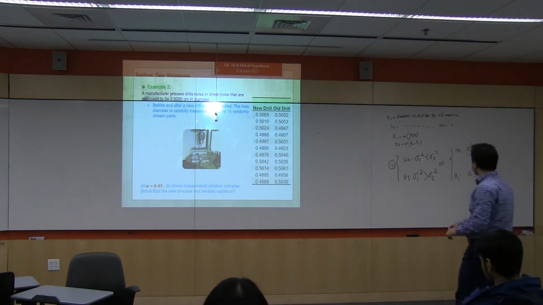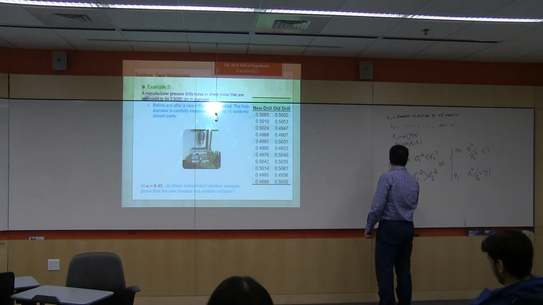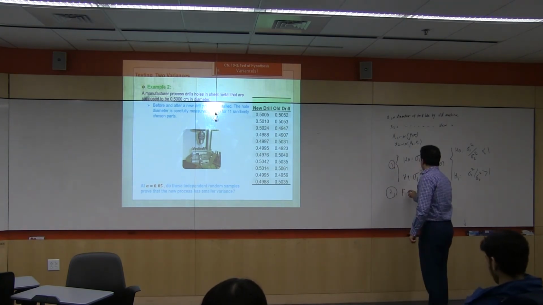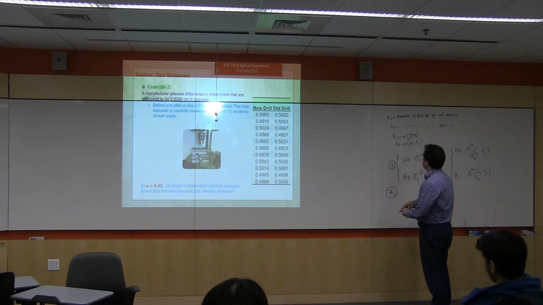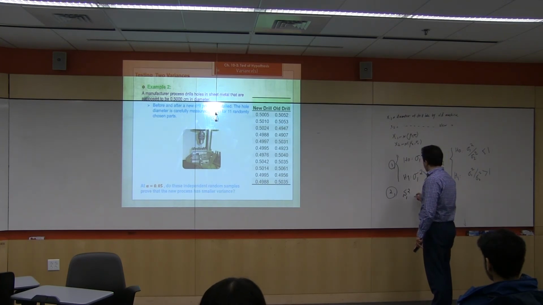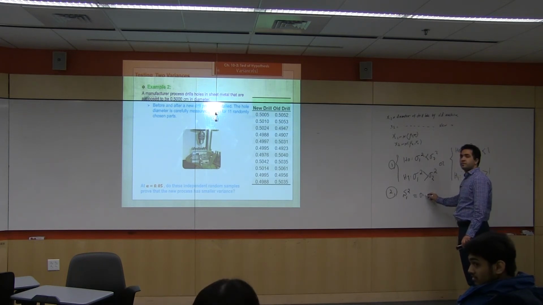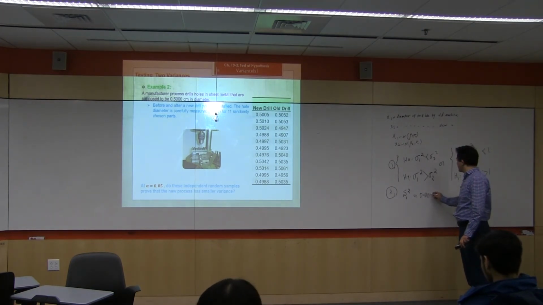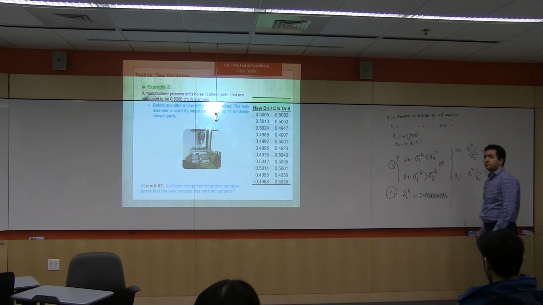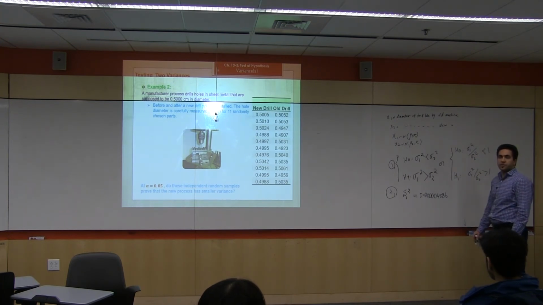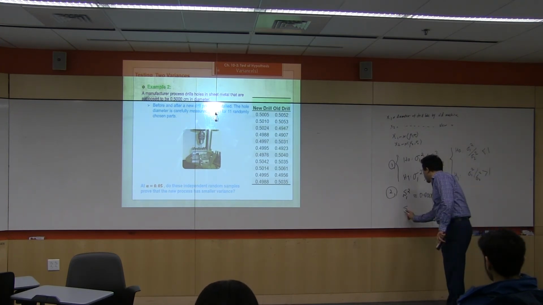You're not done yet. Do you have the data? The second step, getting F-calc, for which I need S1 squared. S1 squared, which is for the old one. What is S1 squared, folks? 0.00005408? Thank you. S2 squared.